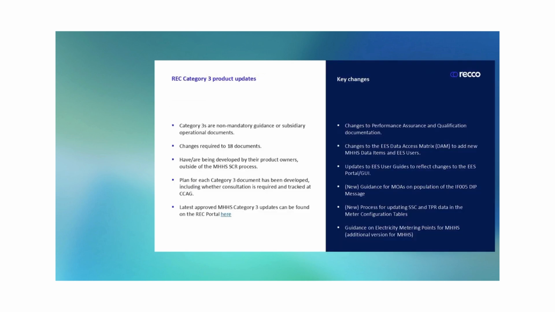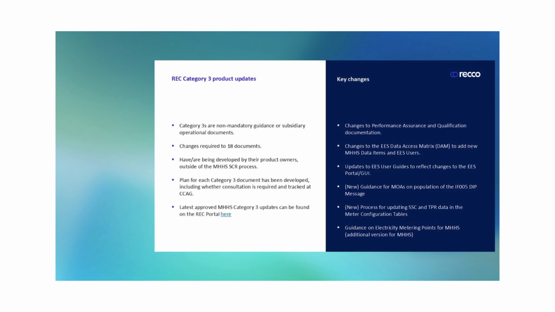So the last area I wanted to cover is on the Cat 3s. The documents I've been talking about to date are Category 1 and Category 2, so that's one for the governance geeks. There are also Category 3 documents, and these are the lower level documents that detail the operational arrangements and the guidance, and they're subject to slightly different governance rules, and they're outside of Ofgem's SCR. So there are 18 Cat 3s that are being updated in total.